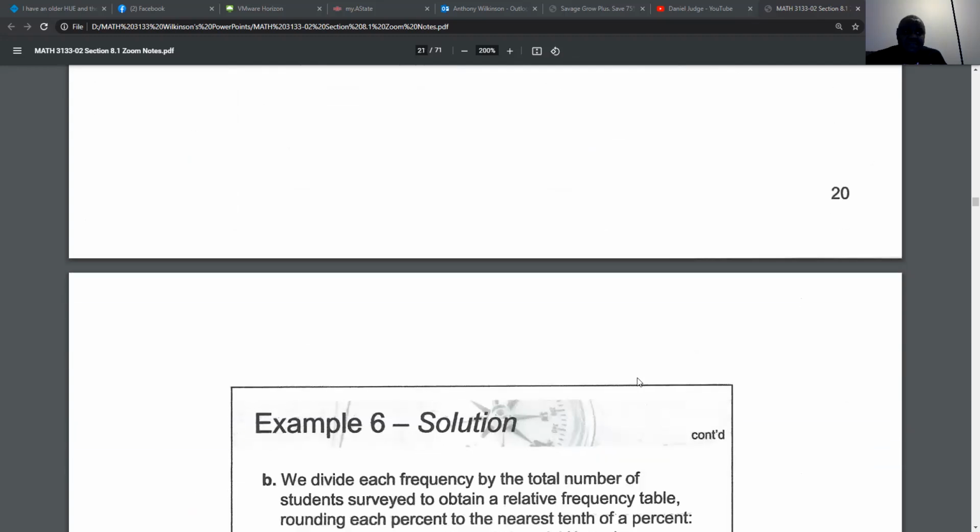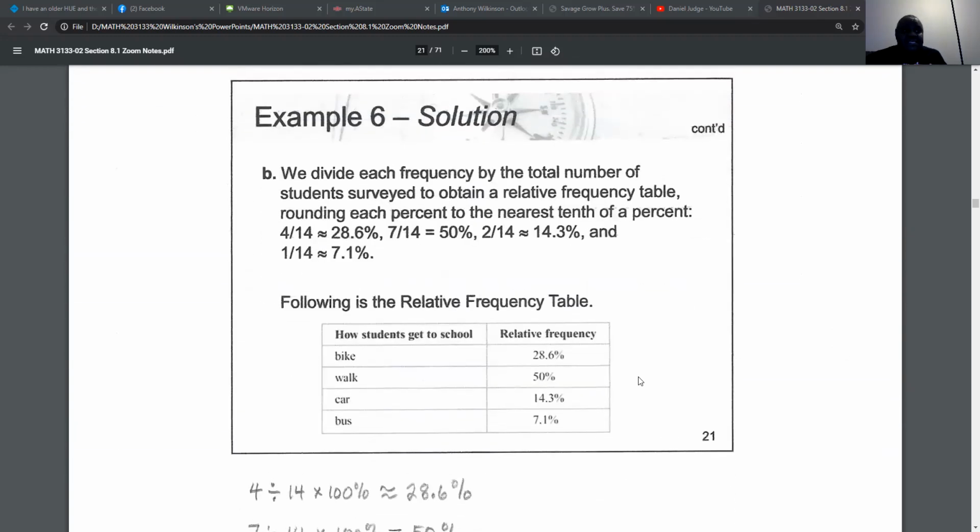Now on the next slide is the relative frequency table. Here we have to divide each frequency by the total number of students surveyed to obtain a relative frequency table. And here they rounded to the nearest 10th of a percent, or to 1 decimal place.